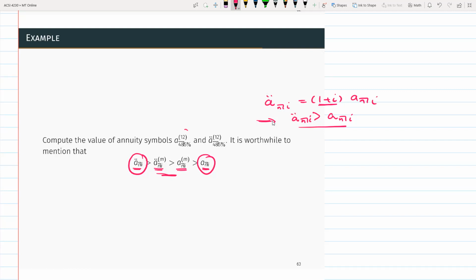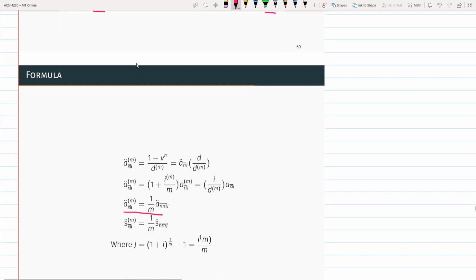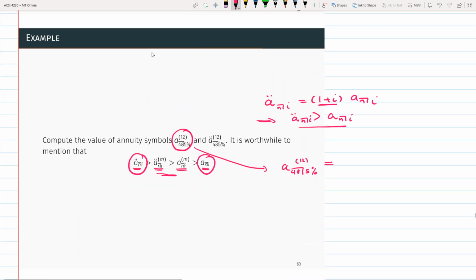Okay, so let's try to calculate this quantity. Now, whenever I see this one, my favorite formula is this formula. Okay, it makes calculation really easy. So this would be what? This is 1 over 12, so your m is 12. 1 over 12 times a_{12*48|j}, where what's the j? (1+j)^12 equals 1.05. Okay, so you have to solve for j.